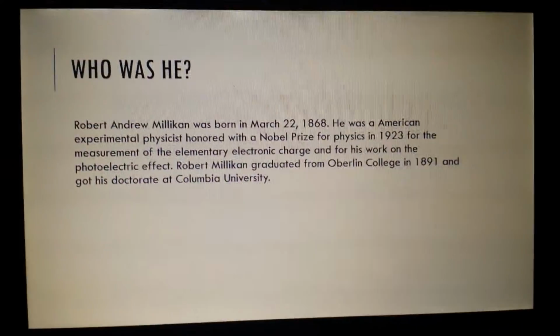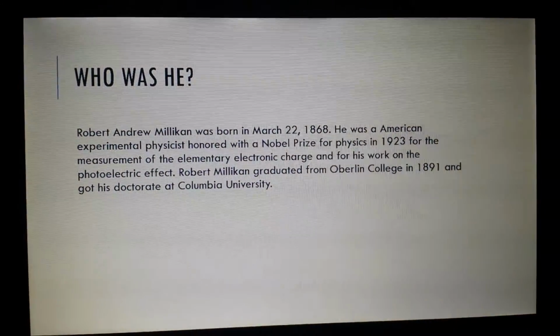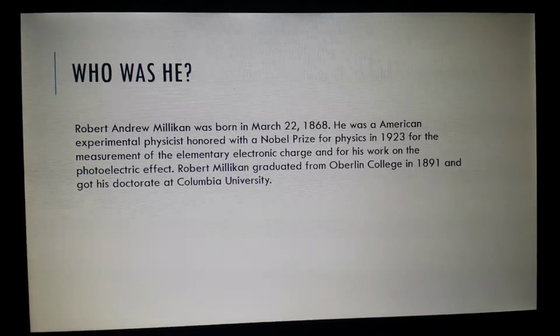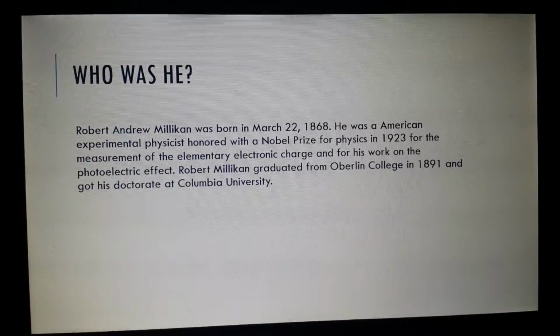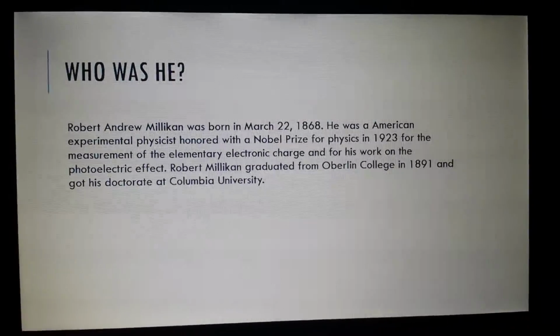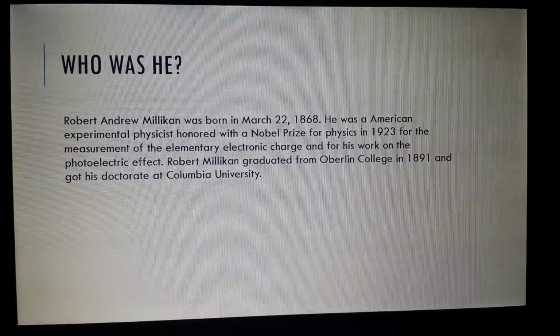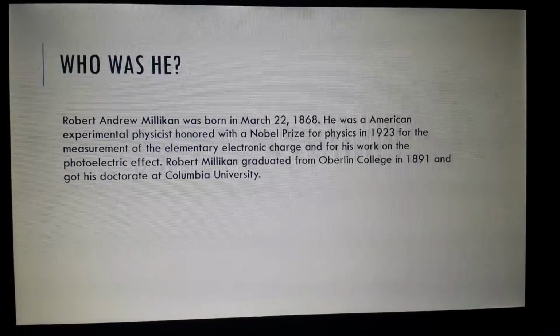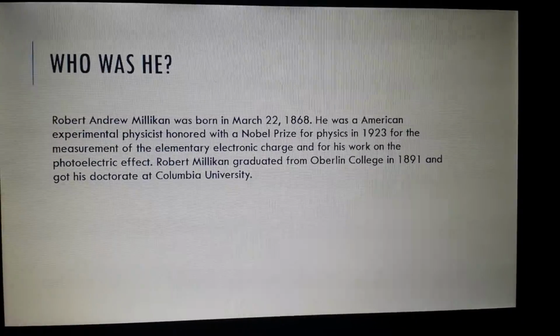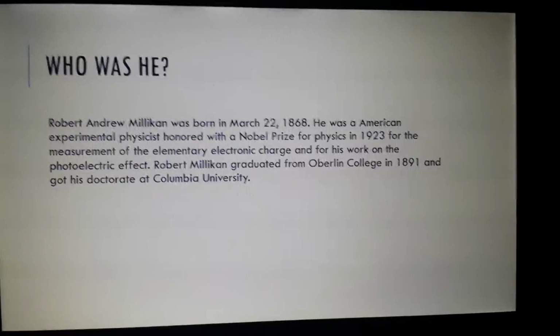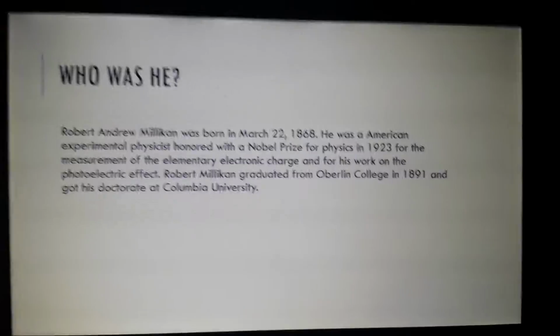Who was he? Robert Andrew Millikan was born on March 22, 1868. He was an American experimental physicist honored with a Nobel Prize for Physics in 1923 for the measurement of the elementary electronic charge and for his work on the photoelectric effect. Robert Millikan graduated from Oberlin College in 1891 and got his doctorate at Columbia University.